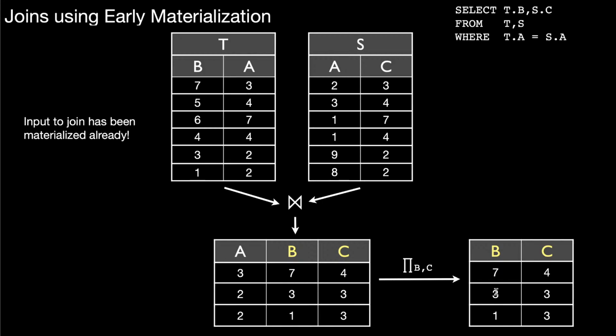And here's another example where a join is performed using early materialization. So assume two relations, relation T with attributes B and A, relation S with A and C. Here's the SQL statement. So we join those together along that A condition, that's this one. And then we receive this, still carrying the join key A. Then we project it to B and C.